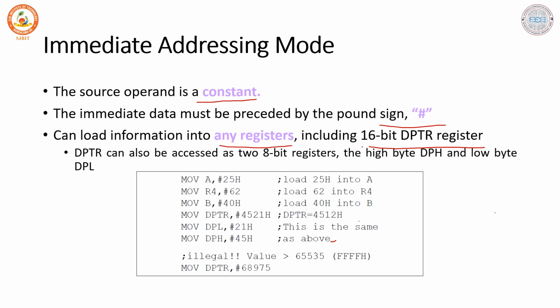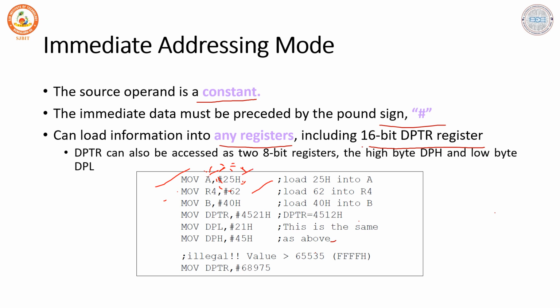Here you can see the immediate addressing mode given with some examples, like MOV A, #25H. What it is doing is loading the constant value 25 into the accumulator. It is an immediate value which is preceded by hash, so the processor understands it is a direct value which you are loading to the accumulator. Similarly, we can load it to any register, like R1, R2 to R7, with a value.